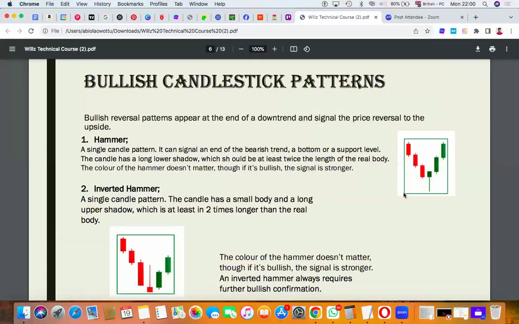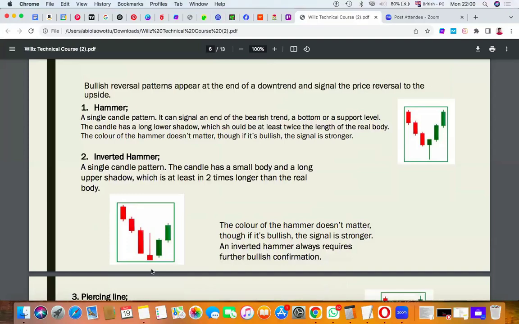So we also have our inverted hammer. A single candle pattern. The candle has a small body and a long upper shadow, which is at least two times longer than the real body. So still the same thing, but in a different scenario. The color of the hammer doesn't matter, though if it's bullish, the signal is stronger. An inverted hammer always requires further bullish confirmation, right?